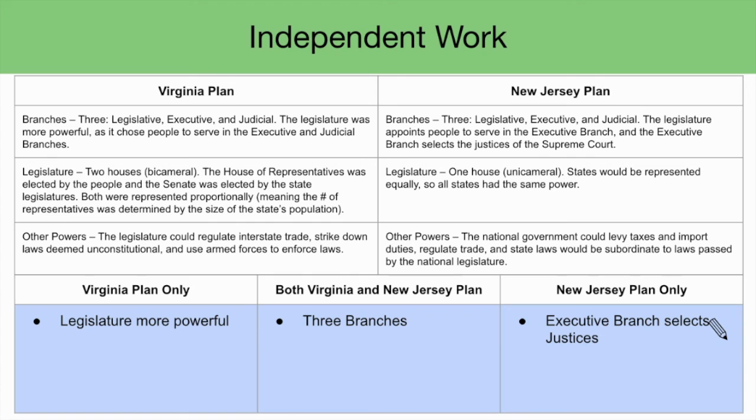So I'll pause the video here and I'll make my thinking visible in my graphic organizer. And as I do that, read the other powers column and see if there's any other similarities and differences you can come up for the Virginia plan and the New Jersey plan.